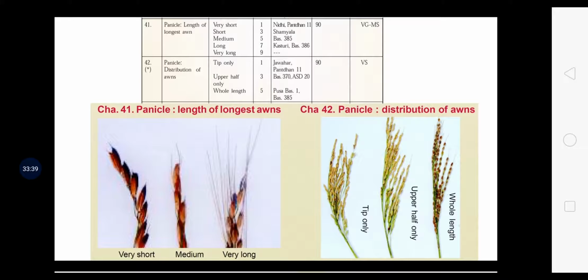42nd characteristic is panicle distribution of awns. It is divided into tip only, means awns are present at the tip only, scored as 1. Example Jawahar and Pantadhan 11. Upper half only, scored as 3. Example Basmati 370, ASD 20. And awns present on the whole panicle, scored as 5. Example Pusa Basmati 1 and Basmati 385.